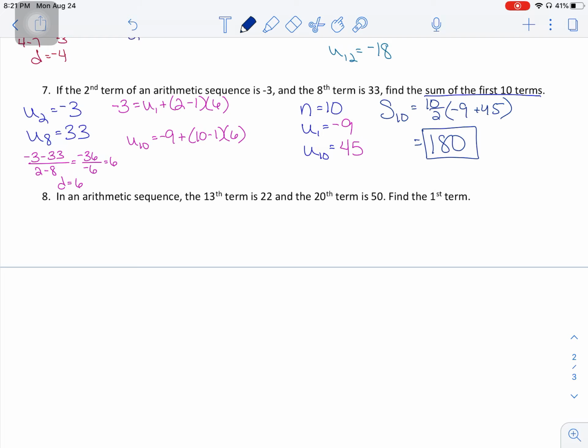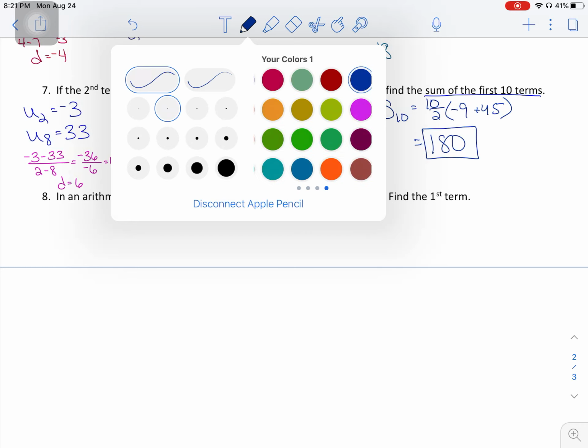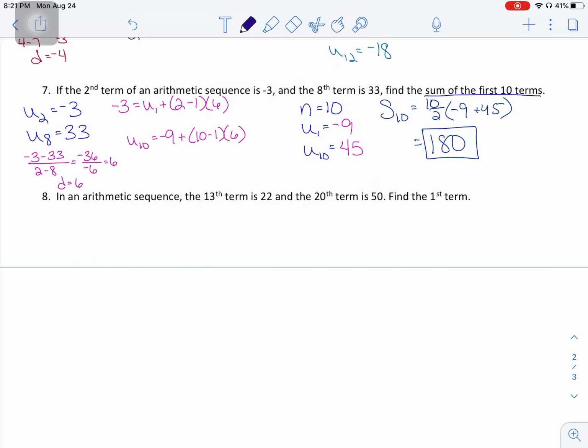Oh, this one's not too bad, because in this case, you're only given 2 terms, and all I'm asking for is the first term. Okay? So let's see what we've got here. 13th term is 22, so u sub 13 is 22. 20th term is 50, so u sub 20 is equal to 50. And all I want to know is what is the first term there.